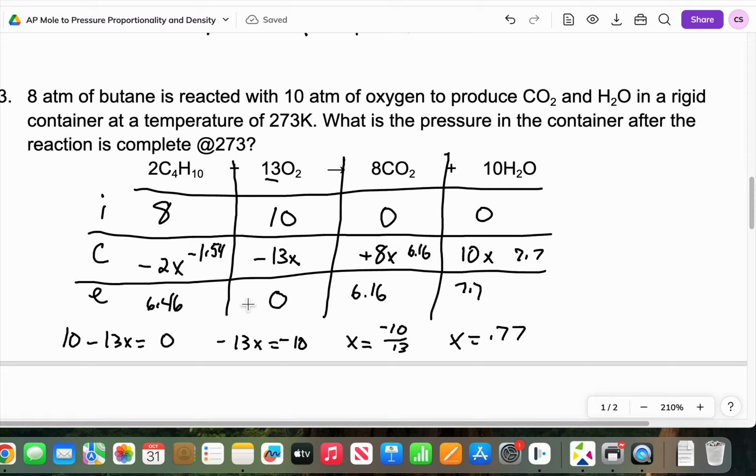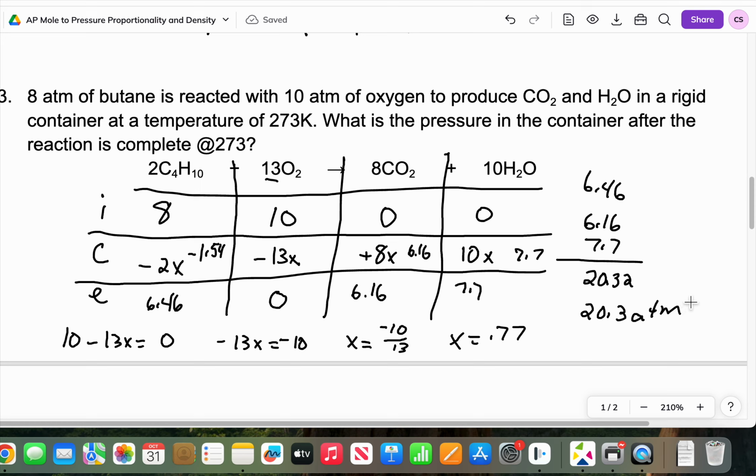Now all we've got to do is add up these at the end. So 6.46 plus 0, which we don't need, 6.16 and 7.7. If we add all those up, we get 20.32 atmospheres, or 20.3. I think it's in atmospheres.